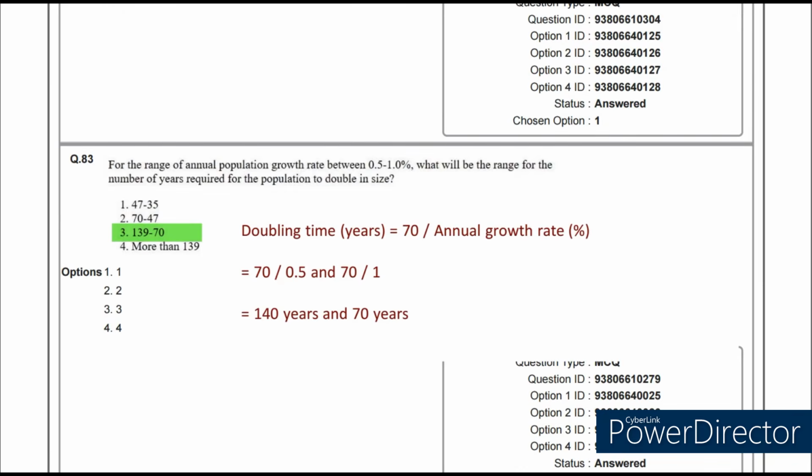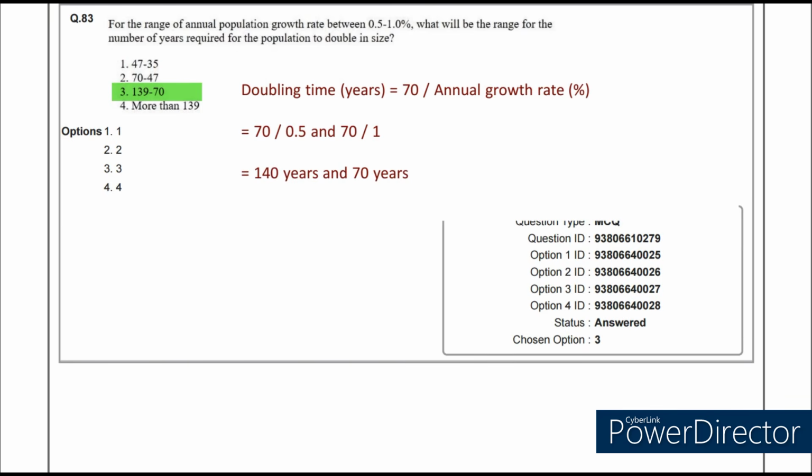And now coming to question number 83, they are asking to find the range for the number of years required for the population to double in size. Growth rate was given between 0.5 and 1%. So there is only one simple formula. Doubling time in years is equal to 70 divided by annual growth rate. So in this case, the growth rate is 0.5 and 1%, right? So 70 divided by 0.5 and 70 divided by 1. So that will come to 140 years and 70 years, right? So option 3 is correct.